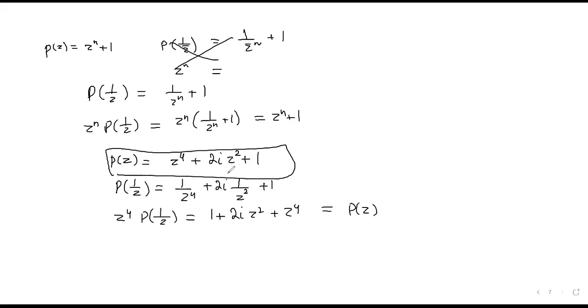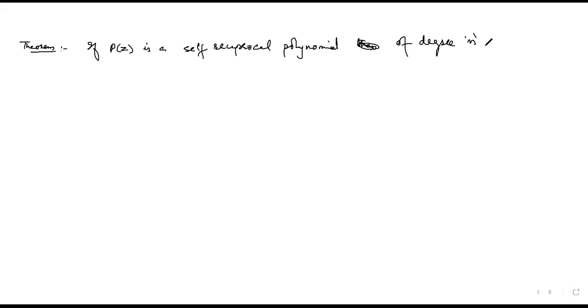Regarding self-reciprocal polynomials, we have a theorem. The theorem is: if p of z is a self-reciprocal polynomial of degree n, then the maximum over mod z equal to 1 of modulus of p dash z is greater than or equal to n by 2 into the maximum over mod z equal to 1 of modulus of p of z. The result is sharp.